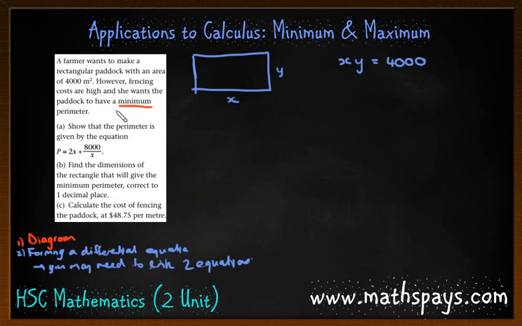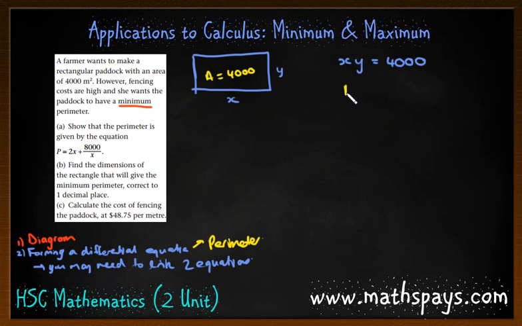So what I mean by a differential equation is an equation that we're going to differentiate. Now, in this case, the differential equation is about the perimeter, right? What we've currently got is a formula for the area, because we know the area equals 4,000. So occasionally, and I think this is actually more often than not, you may need to link two different equations.